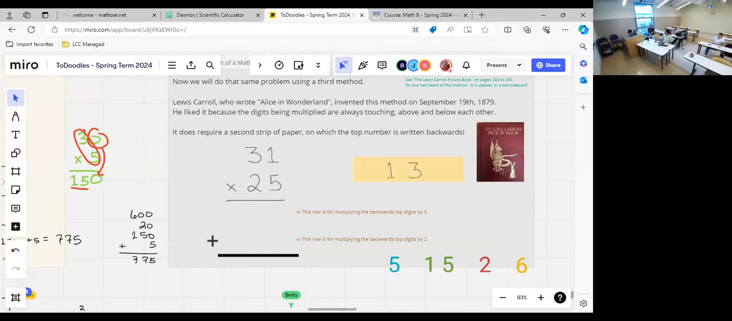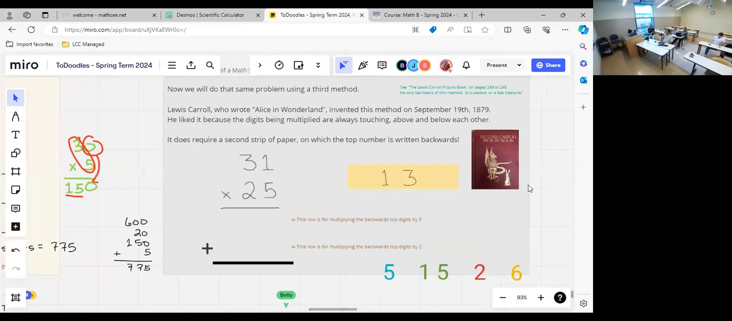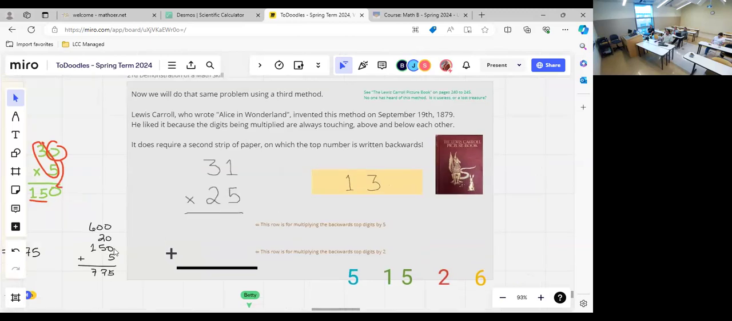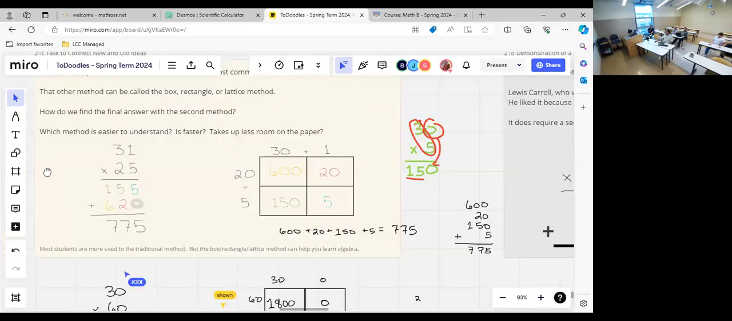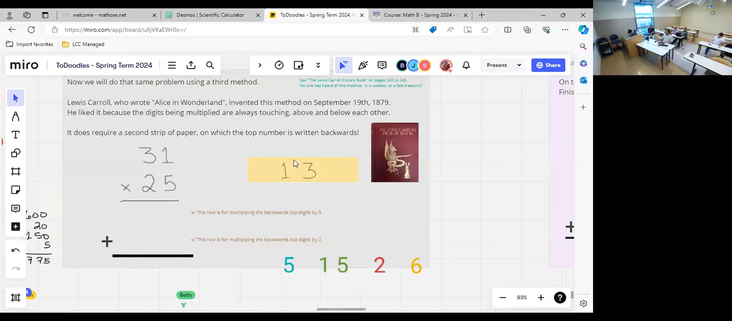Okay, well, last time we did a game by Lewis Carroll, who wrote Alice in Wonderland, with Painting the Roses. The box too. It wasn't the best game, but we're back to Lewis Carroll. He invented a third way to multiply, because he didn't like either of these methods. So he said, you know what? If I take the top number, 31, we're going back to 31 times 25 is 775. If I take the 31 and I write it backwards on a piece of paper, watch what happens.